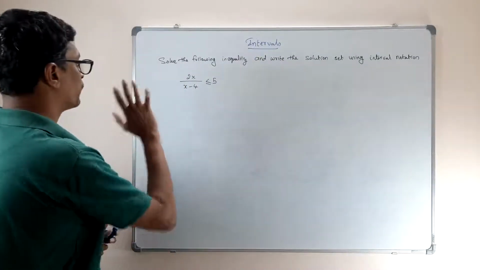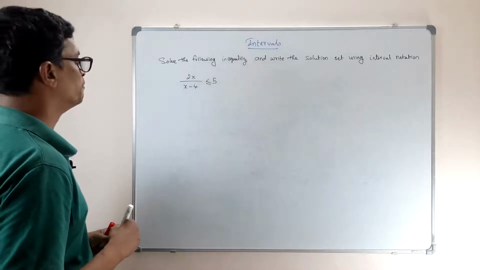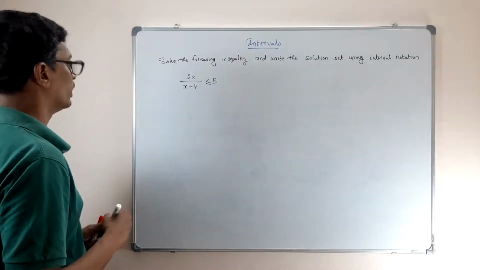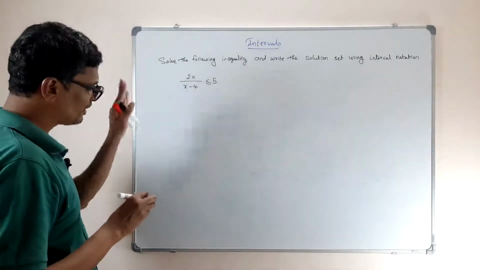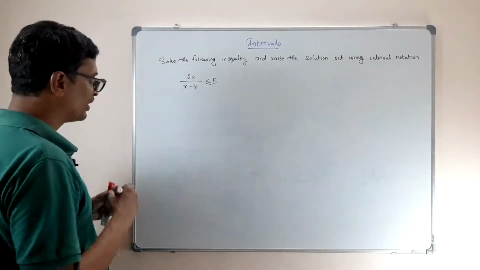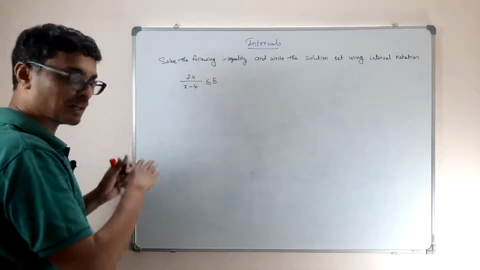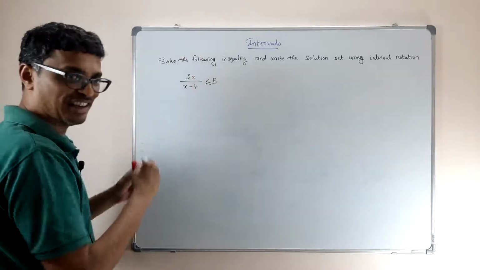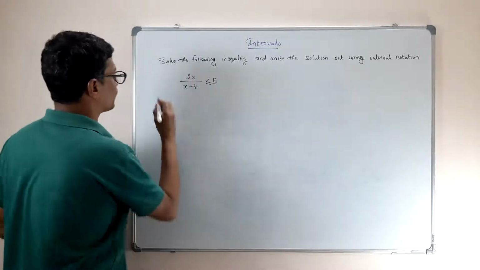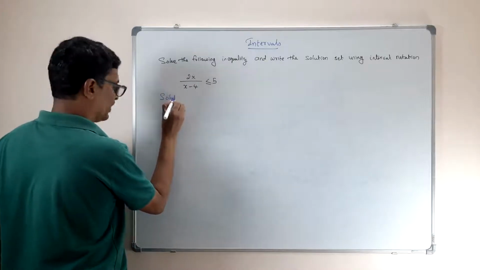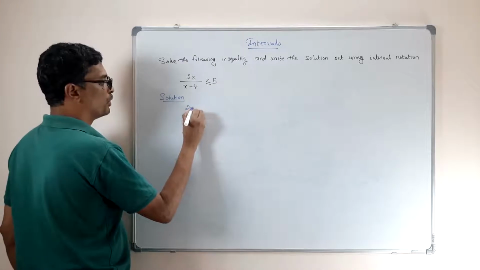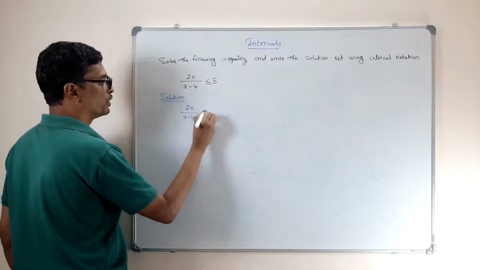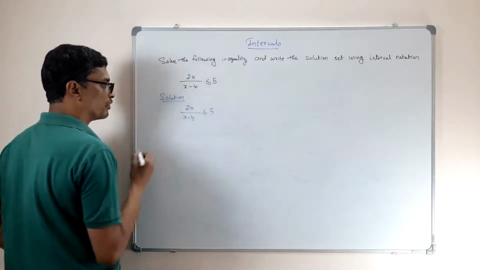So this problem is similar to the earlier one we did, but it will come out slightly different. We never know how it is going to come out in inequality, but we have to proceed in the same way as we did earlier. So let us do the solution. First step, what is the problem? 2x divided by x minus 4 less than or equal to 5.